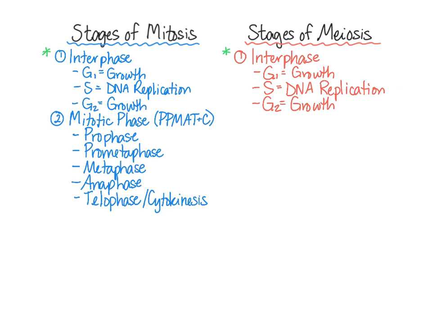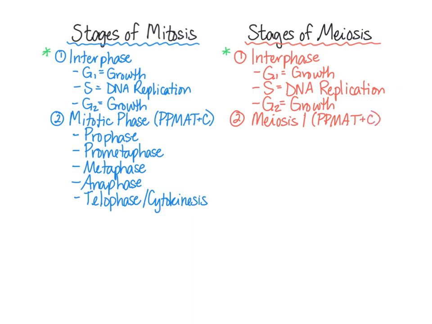Now, things start to go a little differently once we get past interphase, but there are still a lot of similarities between mitosis and meiosis. So the next phase is going to be something called Meiosis I. We designate the one with the Roman numeral 1, which could look like the letter I, or I typically just write it as a single line. So Meiosis I. Now, Meiosis I also goes through the phases of PP, MAT, C.